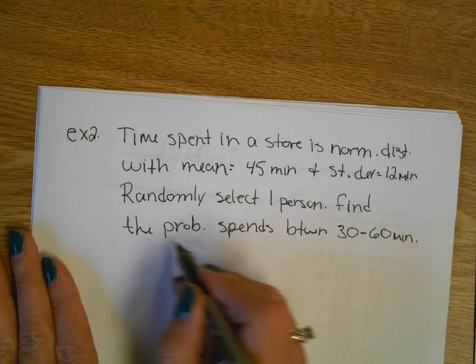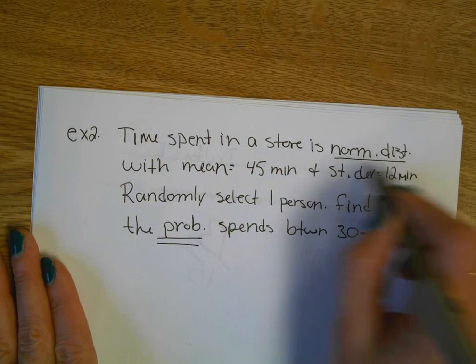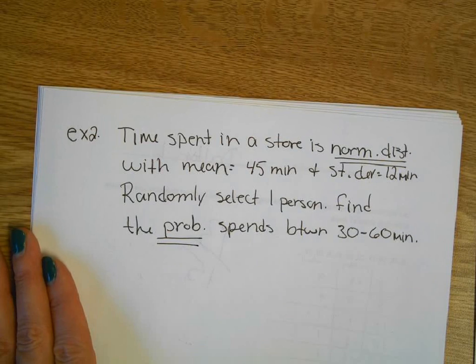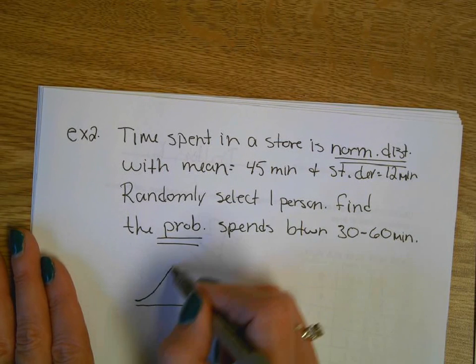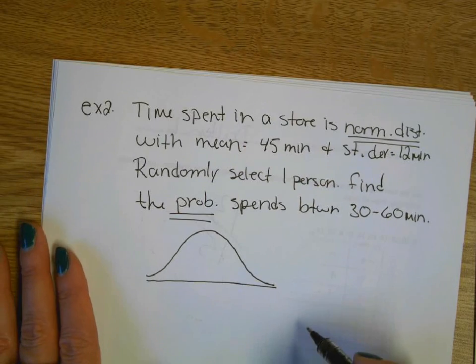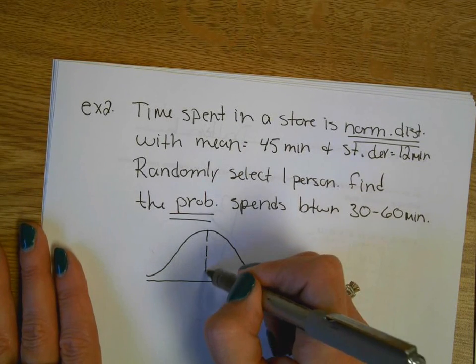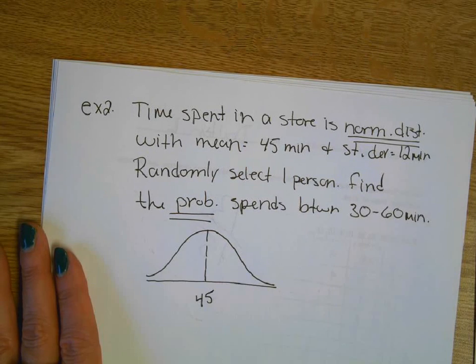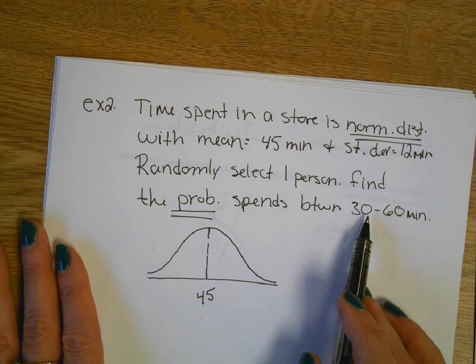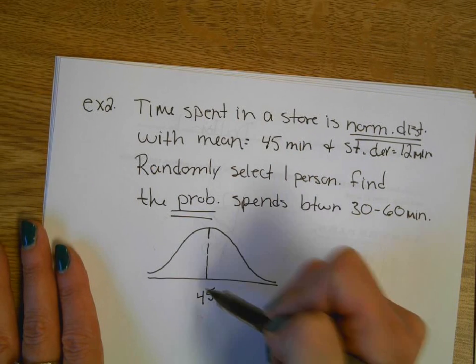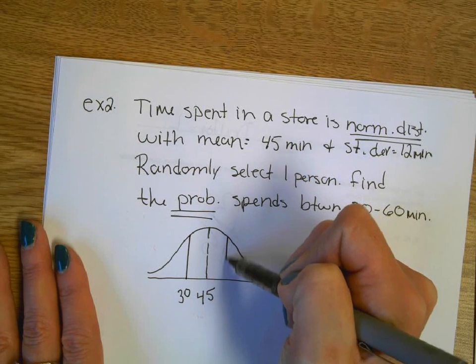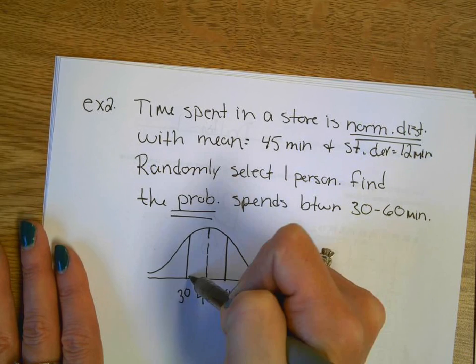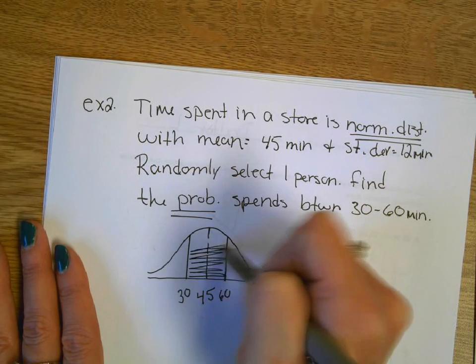So again, it's asking for the probability of a normal distribution, that's area. So we have to get the answer off of that table. If you sketch your graph, it's going to help you see what you're trying to find. So the average is 45 minutes. But we are looking for 30 to 60. Is that symmetrical around this? So we're looking for this area on the graph.